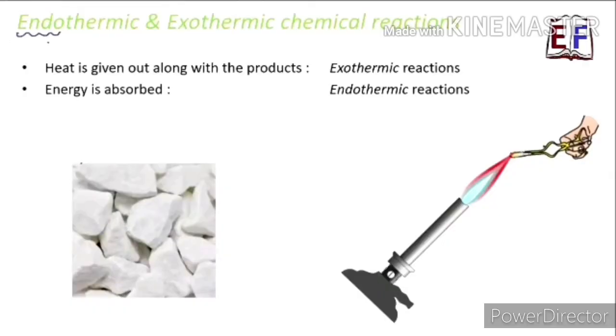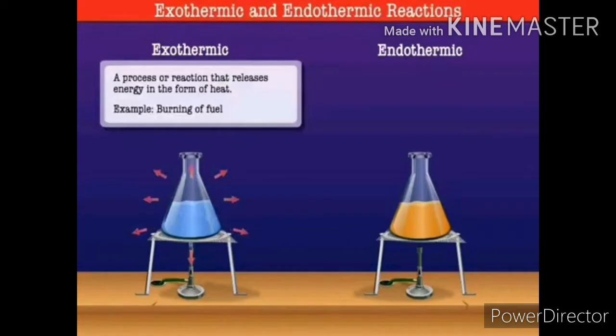Now, even before we talk about them, let us understand the meaning of these words. Endo means inside. Exo means outside. Thermo means heat. So when heat is given out, that is exothermic reaction. And when heat is taken in or heat energy is absorbed, that is endothermic reaction. Pretty simple. Endo means in, heat taken in. Exo means out, heat given out.